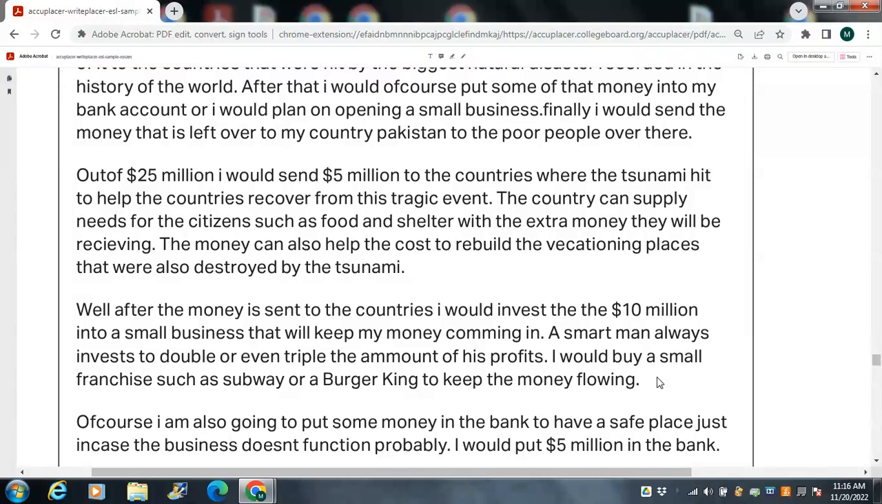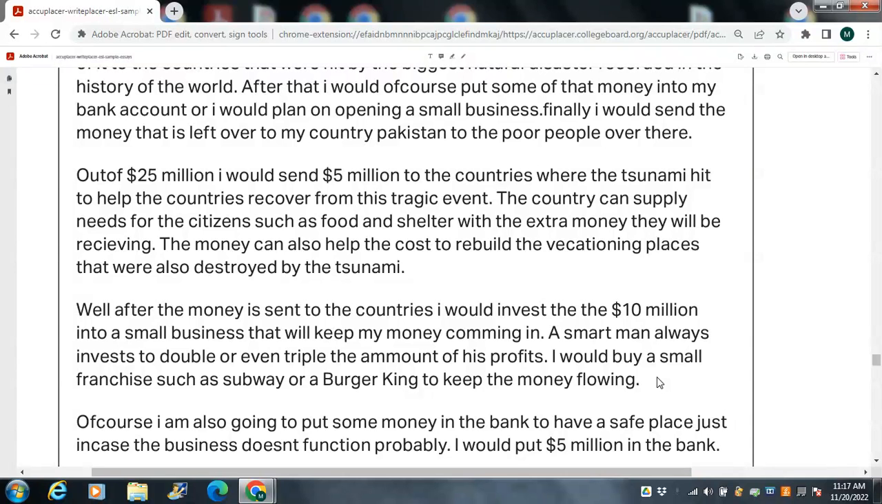Last sentence, it says, "I would buy a small franchise, such as Subway or a Burger King, to keep the money flowing." And so in this case, it's sort of set up as an embedded clause at the end, "the money flowing." It's almost like it's trying to be a complex sentence. The student may have also just really wanted to keep it as a simple sentence, but I'm reading it as a complex, or what would maybe be called a more advanced simple sentence.